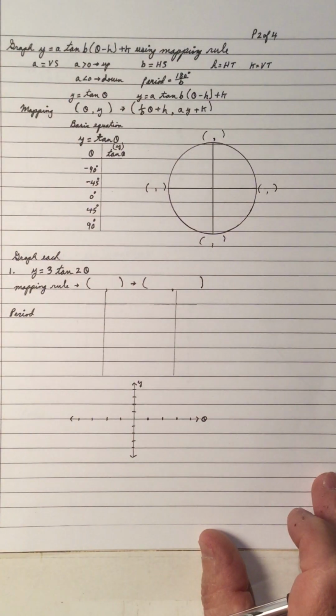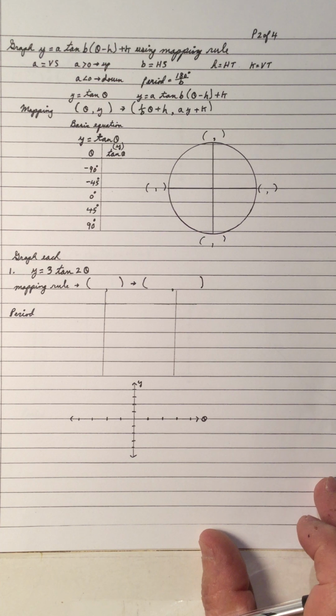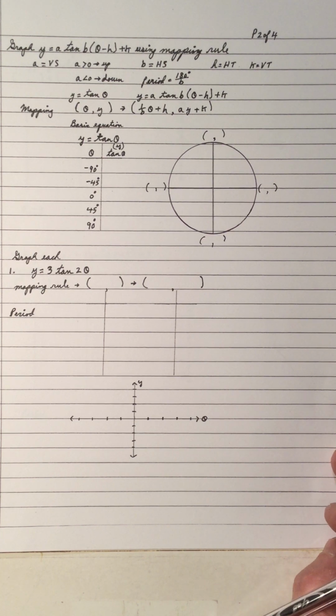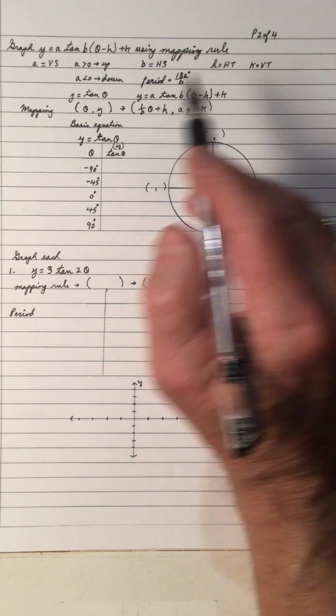I'm going to do tan graphs by the mapping notation. And if you look at my previous unit on Trig 1, sinusoidal functions, there are videos there on using the mapping rule to graph. And I'm going to graph tan the same way.